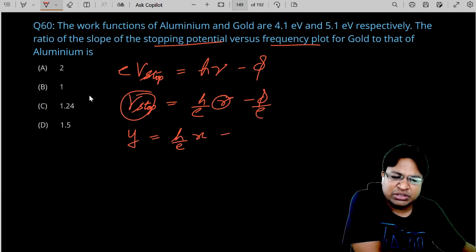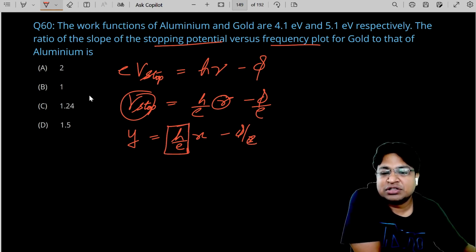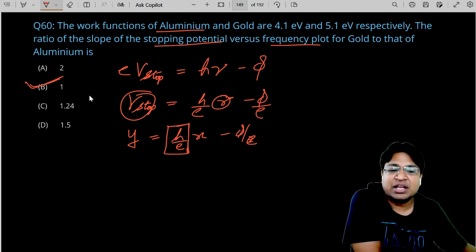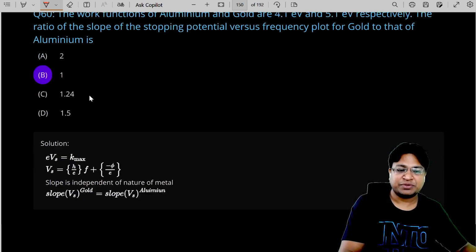Okay, so you will see that the work function doesn't affect the slope. Slope is h by e, so it remains the same even if you change the metal. So the ratio of the slopes in the two cases would be 1. Whatever slope we get for aluminium, we get the same slope for gold, and therefore the ratio would be 1. So the right answer to this question would be option B.